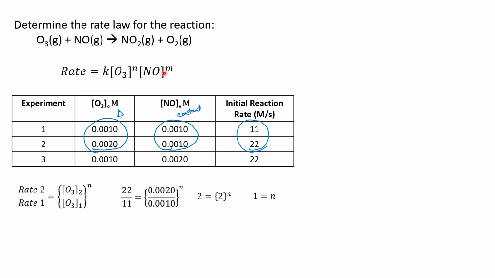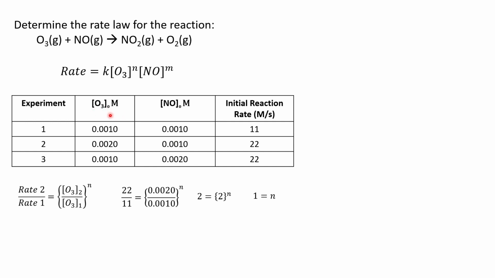Now I need to find the value for M. So let me clear off what I've written on this table and we can look at nitrogen monoxide. We do the same thing for nitrogen monoxide. I'm looking for experiments where nitrogen monoxide concentration is changing, so I can look at 1 to 3 or I can look at 2 to 3. But again, I also want my ozone to be staying constant.